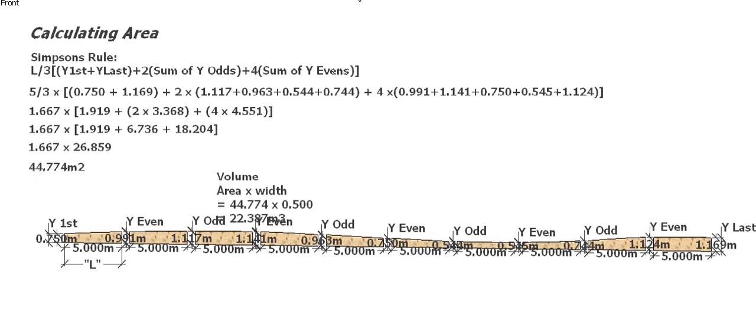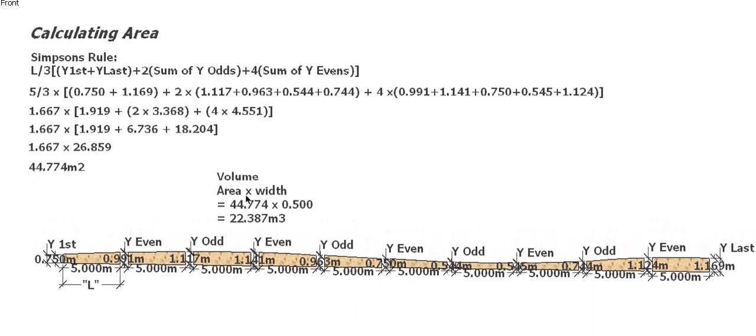Now that we know the area of our trench, obviously we can work out the volume. Area times the width of the trench, so 44.774 times, let's say the trench is 5 metres wide, gives us a total volume of 22.387 cubic metres of material to be removed out of that trench. So there you go. That's how we use Simpson's Rule to calculate the area and then the volume of soil that we would remove from a trench.